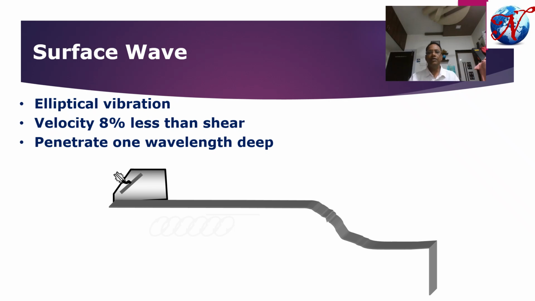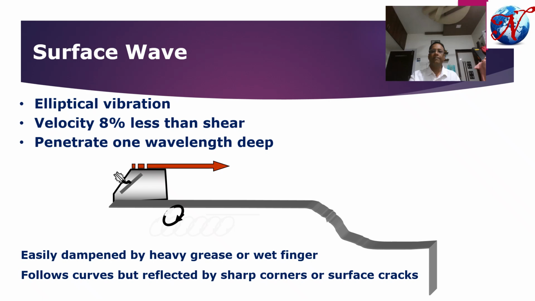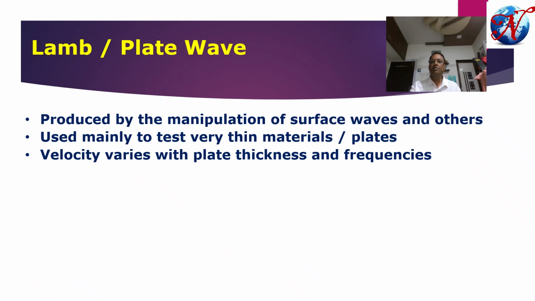Third one is known as the surface wave, and in this scenario, generally the name implies that the wave is propagating along the surface of the inspection part, and it can penetrate up to one wavelength depth of your inspection part. In this scenario, the particle movement of the inspection medium will be approximately elliptical in nature, and the velocity of the surface wave will be approximately 8 to 10% of the shear wave velocity. Due to the lower velocity, surface wave can be damped by a very heavy grease or a weighty finger, and it follows the curves and is reflected by a sharp corner for the determination of surface cracks. So for the identification of surface cracks, we are using surface waves.